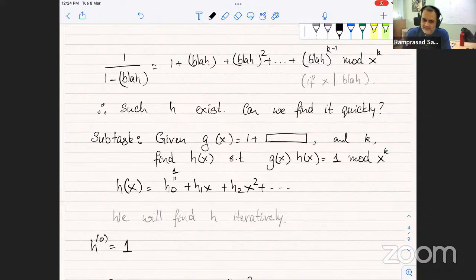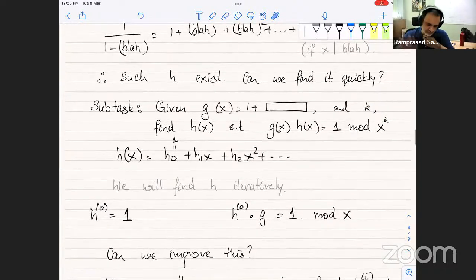Well, I currently have the property that h of 0 times g is equal to 1 mod x. If I ignore all multiples of x, this gets the constant term correct. The rest of it, there is just no guarantee at this point. Right now, I have an inverse modulo x. That is not what I'm satisfied with. I want an inverse modulo higher powers of x. And we are slowly going to try and improve the solution we have at every step.